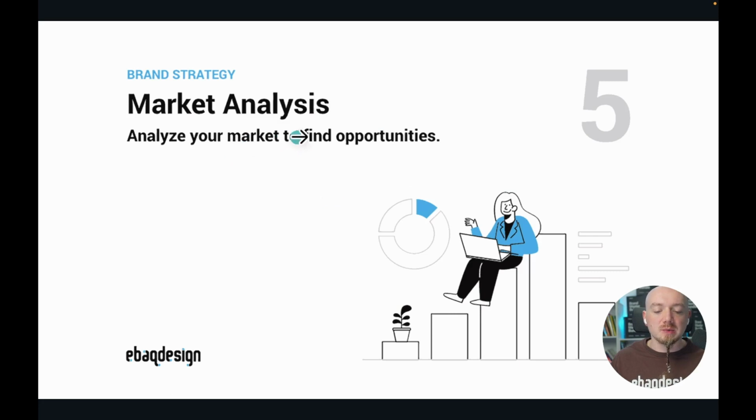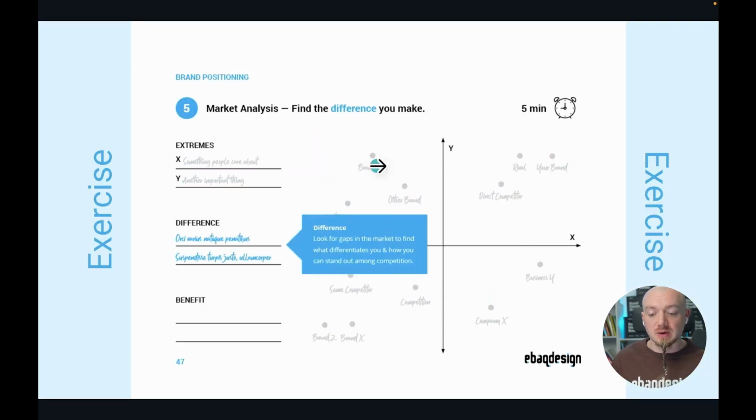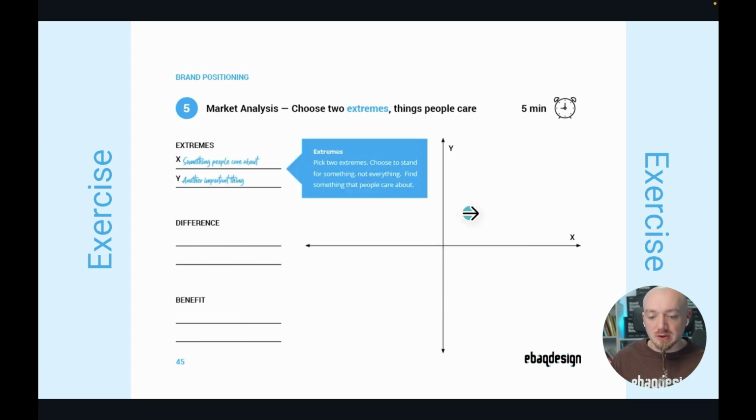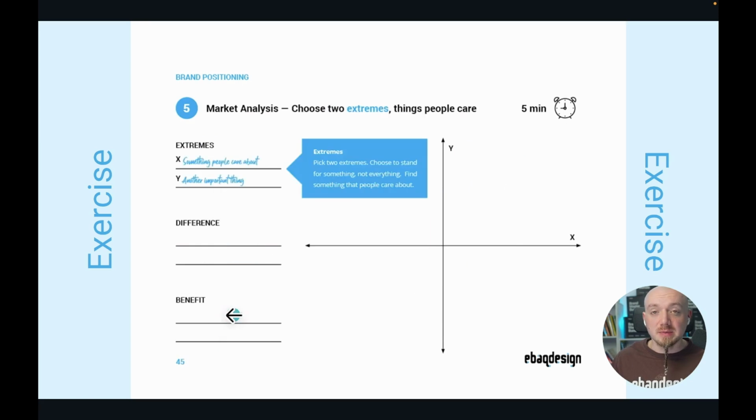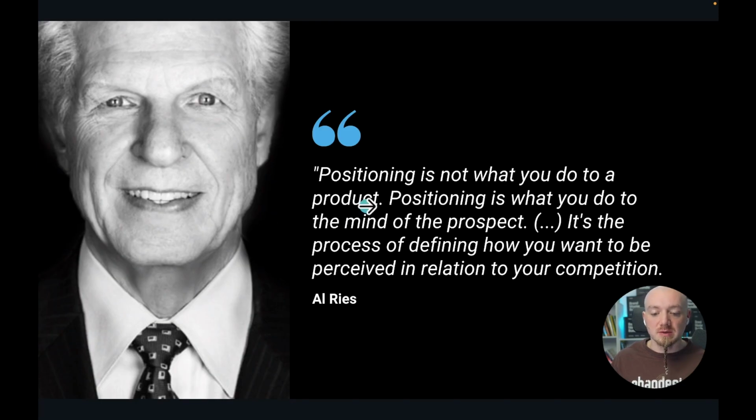So here you just find where the opportunities in the market are and how you can position your brand among competitors. You basically plot those competitors on this grid and find the difference and the unique benefit that you give to your customers. So positioning is not what you do to a product. Positioning is what you do to the mind of the prospect. It's the process of defining how you want to be perceived in relation to your competition, right?